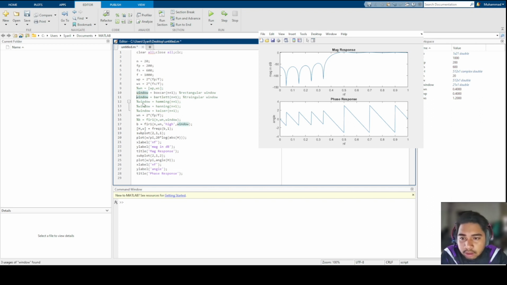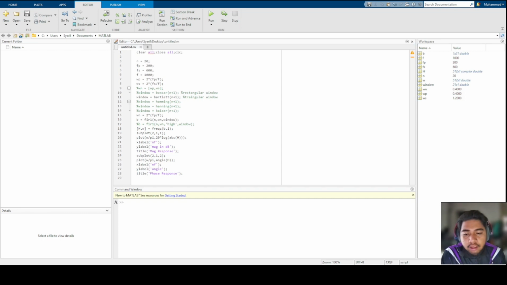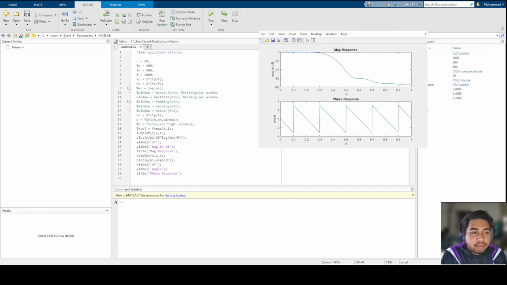If I want to change, I just change the comment here. I will do the low pass first, and the second one the high pass. Run section. And this is the output I get. This is the output for the low pass filter for the triangular window, and this is for the high pass.